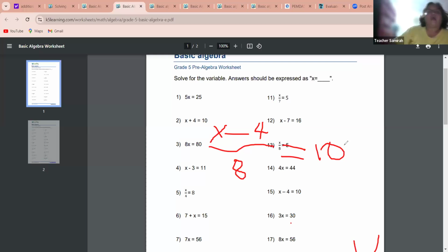How about that one? X minus 4 over 8 is equal to 10. How do you get the value of x? So what will be the value of our x? Anyone? What do you think? I know the answer.